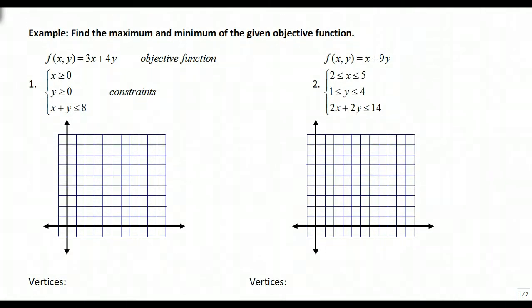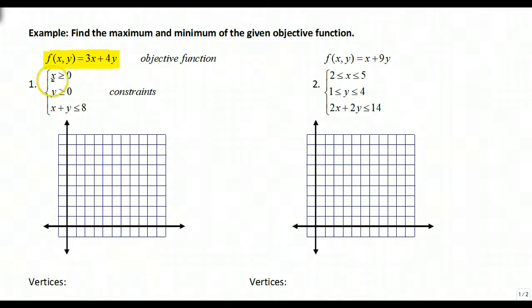So in number 1 and 2, we're going to find the maximum and minimum of the given objective function. The objective function is just this: f of x, y equals 3x plus 4y. We've seen function notation before, right? It's normally just f of x, but since our function has two variables, x and y, our function has two inputs. So the greatest thing about linear programming is that all we're doing is taking stuff that we already know how to do and putting it all in one problem.